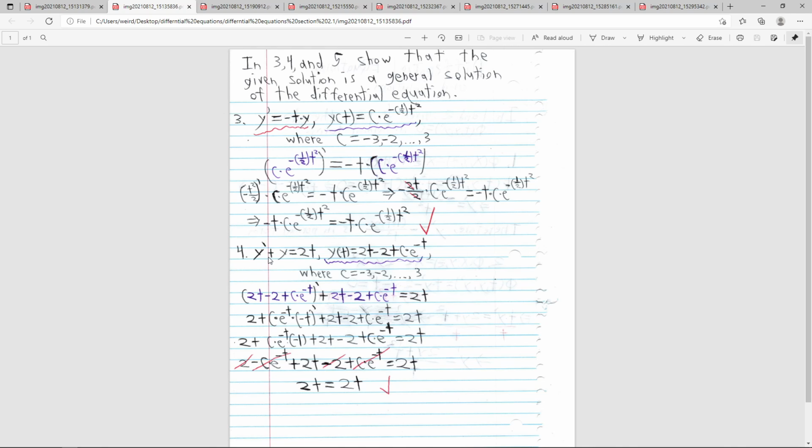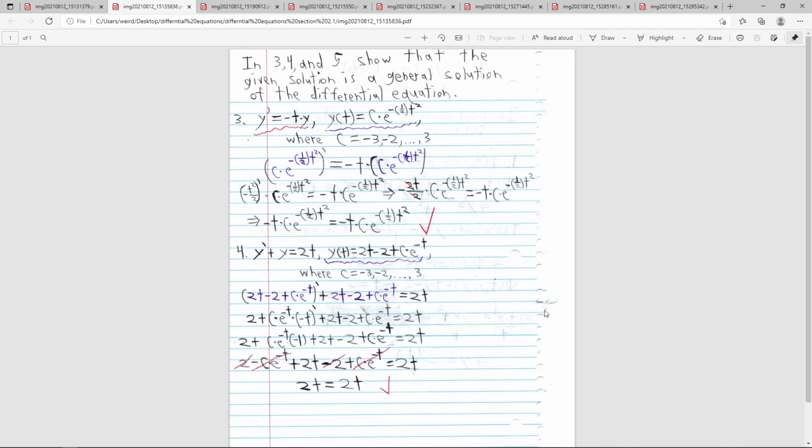And 4 is the same way now. Y prime plus y equals 2t, and we have y of t equals 2t minus 2 plus c times e to the negative t. Oh no, it's 2t minus 2 plus. Sometimes that's the problem. You have to be careful with your pluses. Sometimes you mistake it for a t if you're not careful. This condition does not matter for these because we're not looking at graphs or anything. If we were looking at a graph, this would actually be something to look at, but not here.